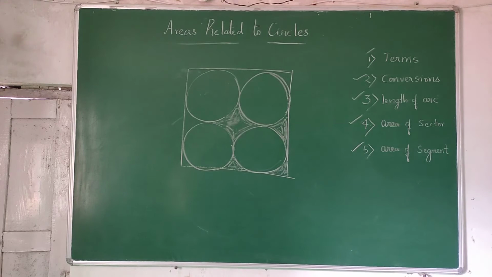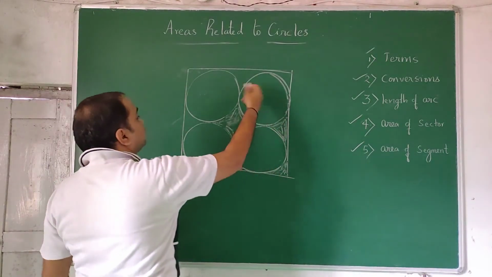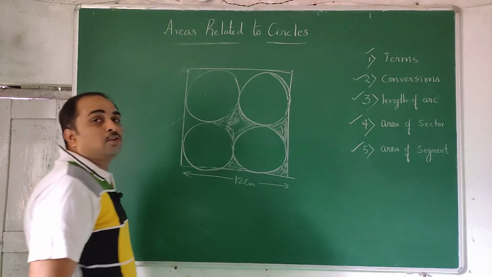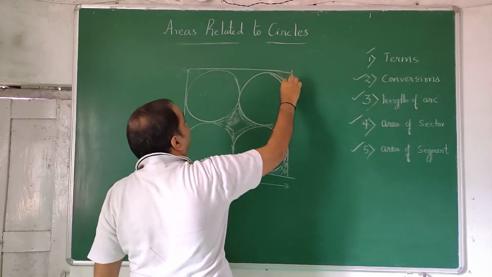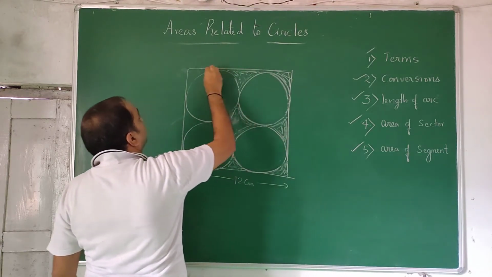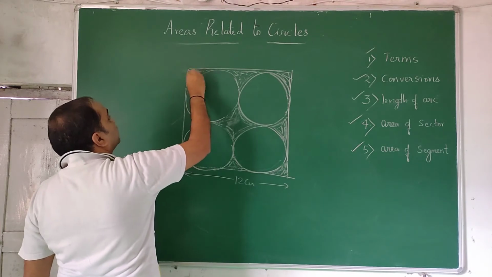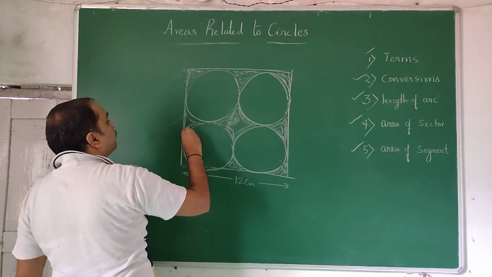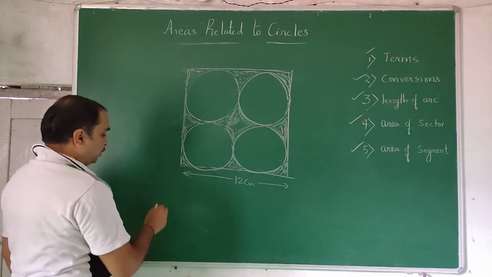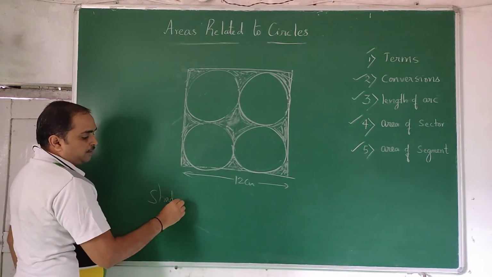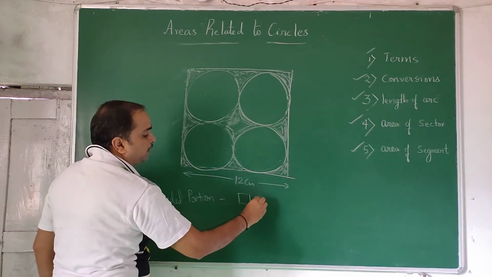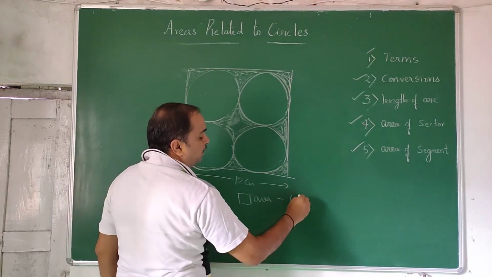Yes, students, let us try a simple problem. Four circles are given inside a square of side 12 cm. They want the area of the shaded portion. From the square, if I remove the 4 circles, I get the shaded portion. So the shaded portion is equal to the square area minus 4 times the circle areas.